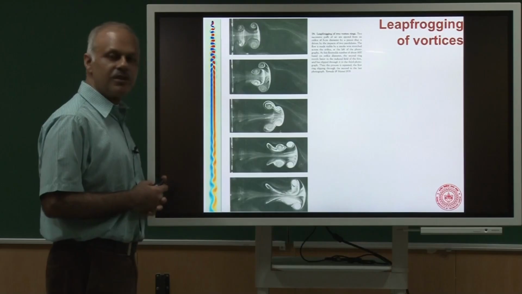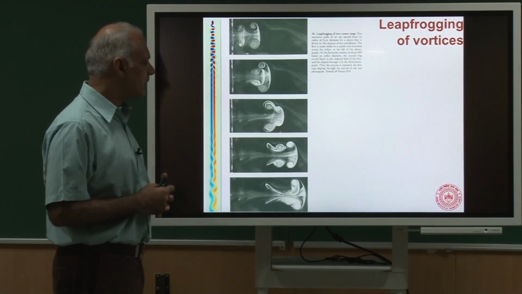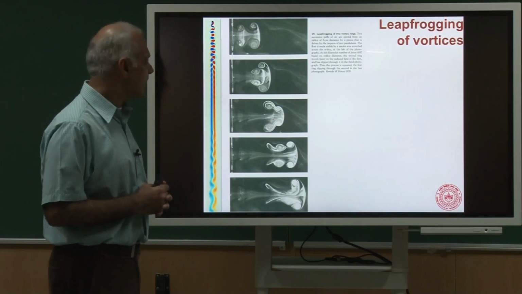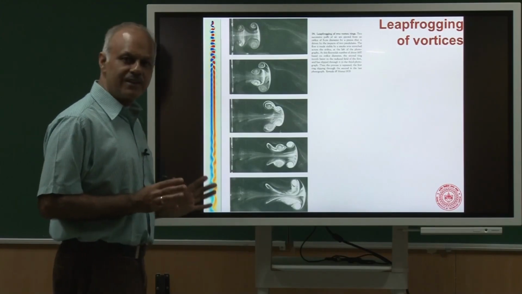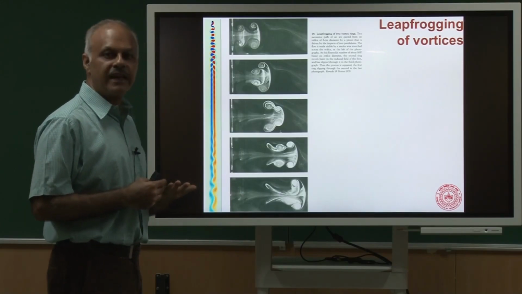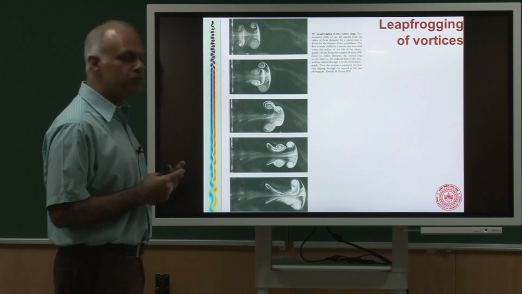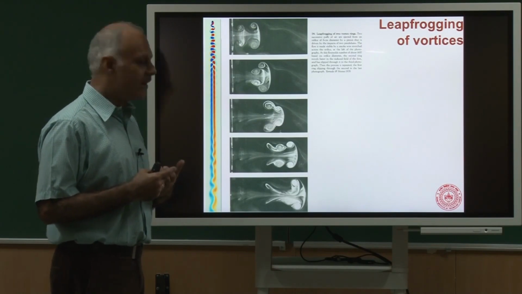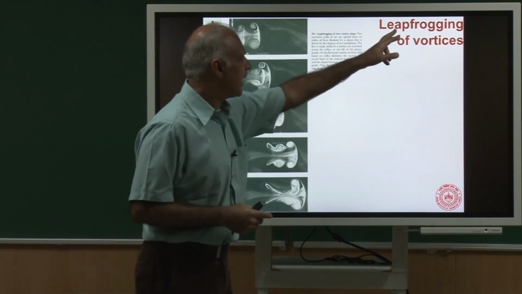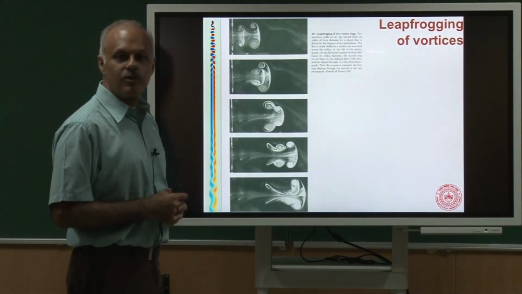Here's another beautiful experiment that was conducted. In fact, people who smoke do this very often. So I am not advocating smoking at all. I don't think smoking is good for health. But those who smoke probably try to make smoke rings. And if you make two smoke rings in succession, they do some very interesting dynamics, which in fluid mechanics is called leapfrogging of vortices.